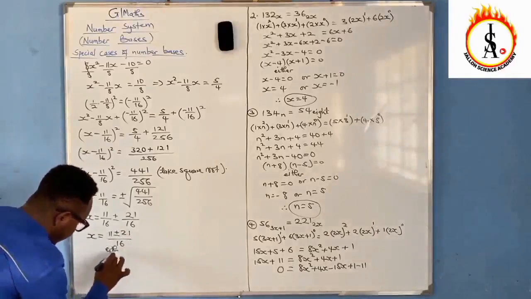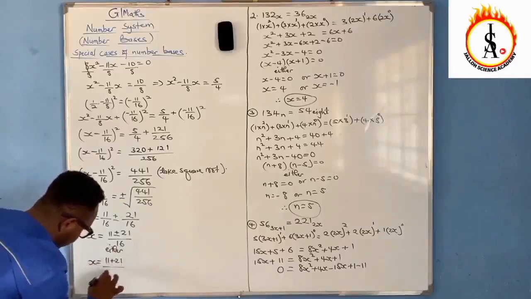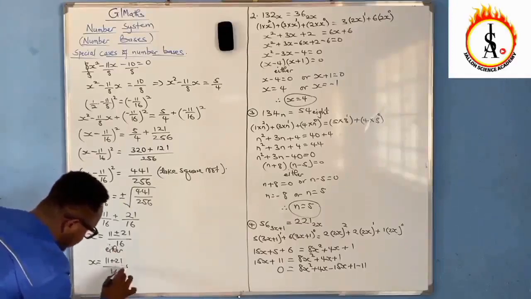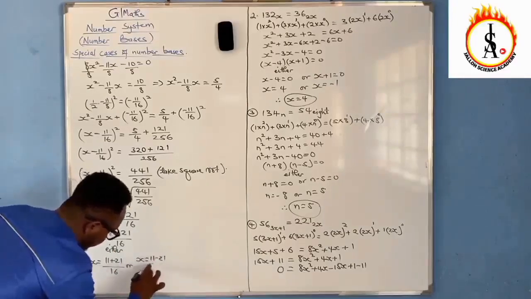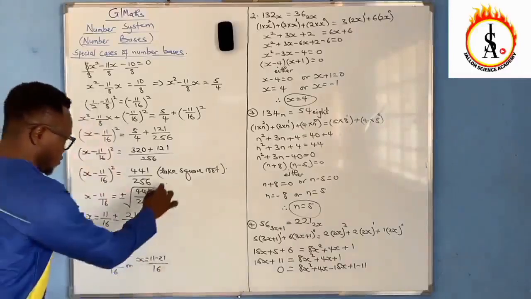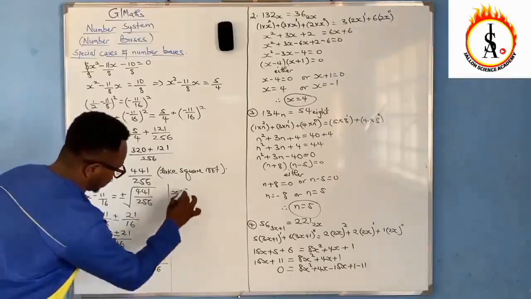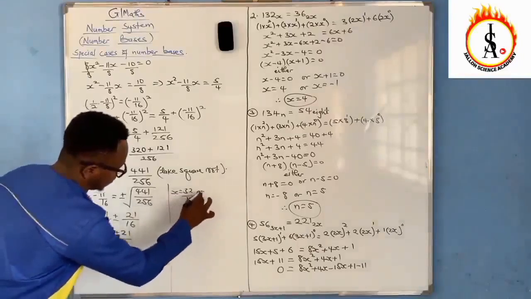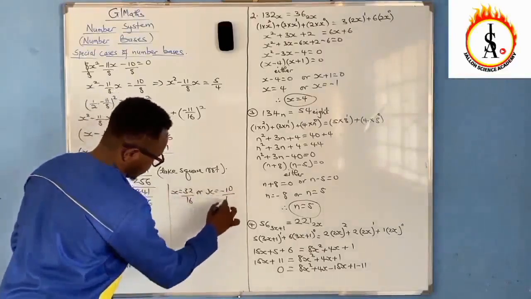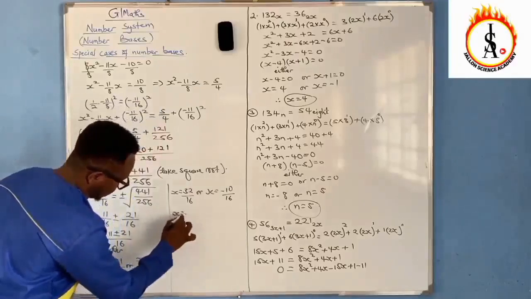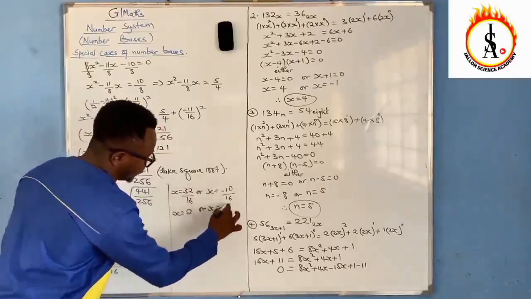So this is either x is equal to 11 plus 21 upon 16, or x is equal to 11 minus 21 upon 16. So this will give us x to be equal to, this plus this gives us 32 over 16, or x is equal to, this will give us negative 10 over 16. So the value of x here, 16 into 32 is 2 times, or x is equal to negative 5 over 8.